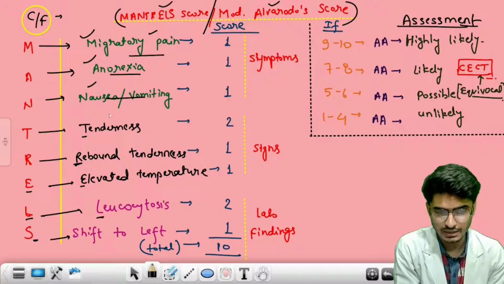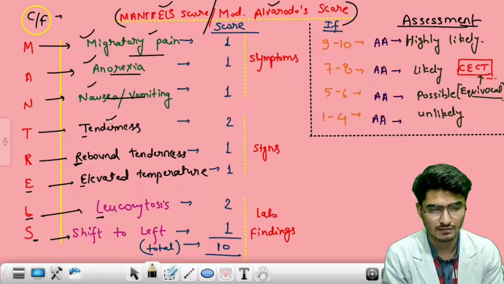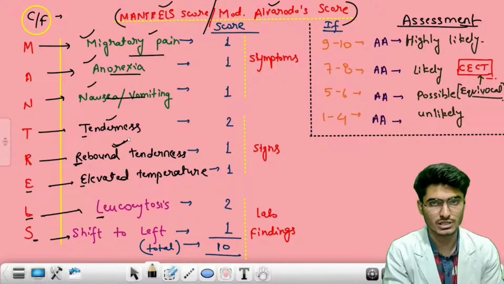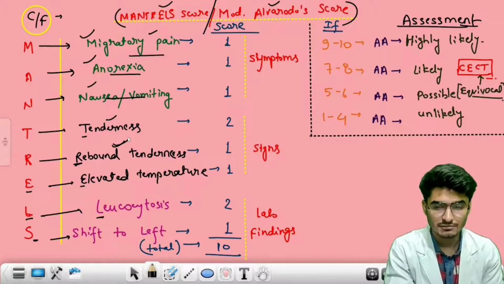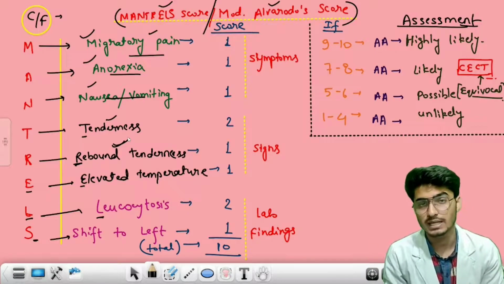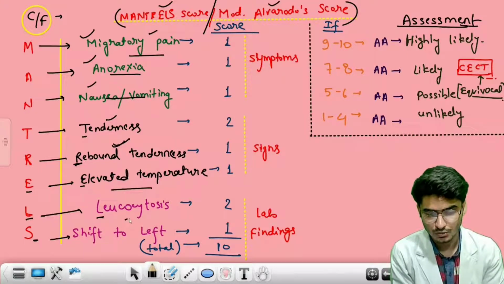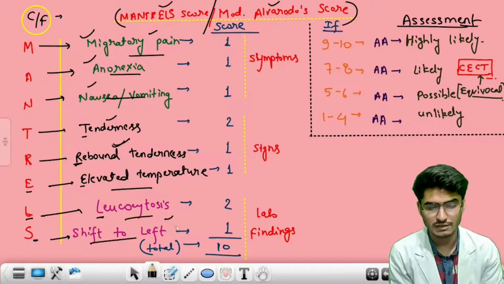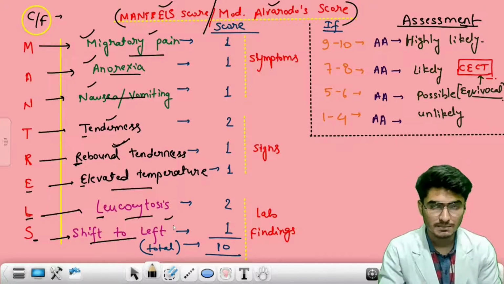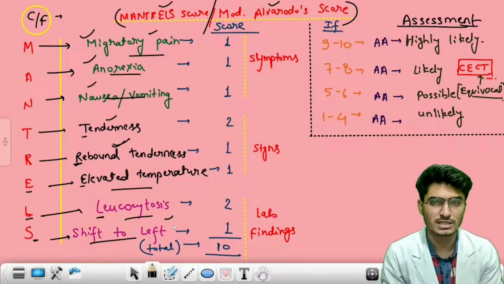Anorexia, nausea and vomiting, tenderness. If you press at the right iliac fossa, the patient complains of pain. Rebound tenderness: pressing at the right iliac fossa causes pain, which is tenderness, but if we suddenly withdraw our hand from the right iliac fossa and that also causes pain, that is rebound tenderness, followed by elevated temperature, leukocytosis and shift to left. Shift to left is an inflammatory condition where the immature WBCs are also poured into circulation.